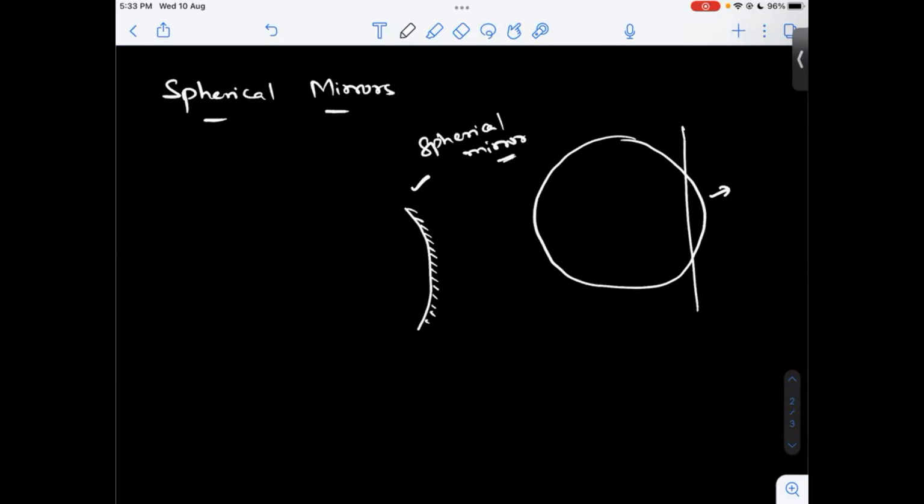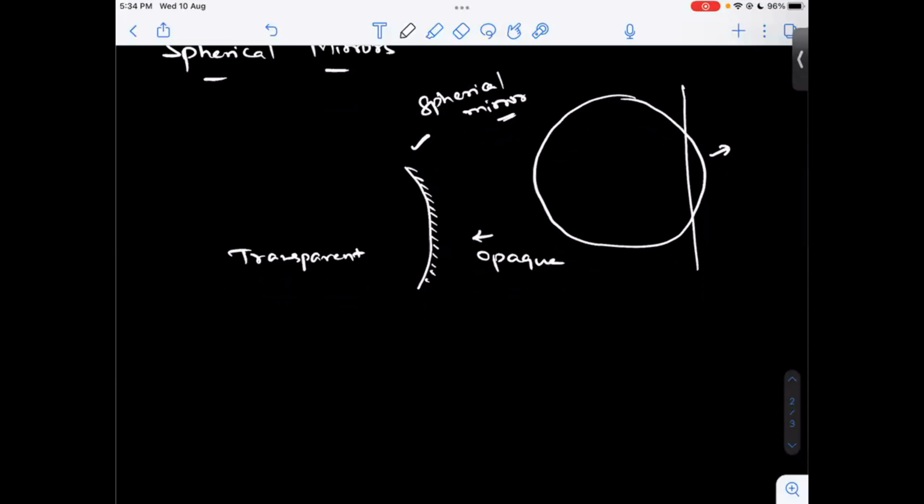So basically, a spherical mirror is a small part that is taken from a reflecting surface, where one of the surfaces is left as it is, and the other side is polished. So what do you mean by polished? It is made opaque. So mirrors basically have an opaque surface on one side and a transparent surface or reflecting surface on the other side. Clear? So having this in mind, let's see what are the parts of spherical mirrors.